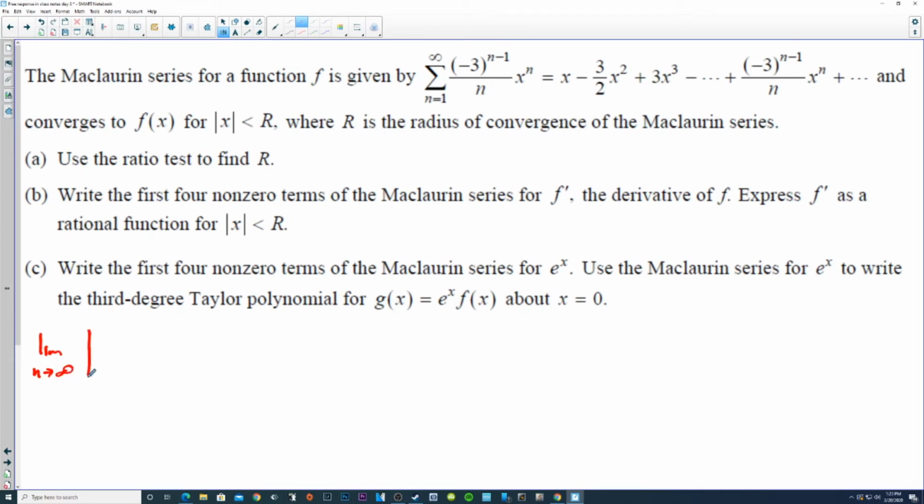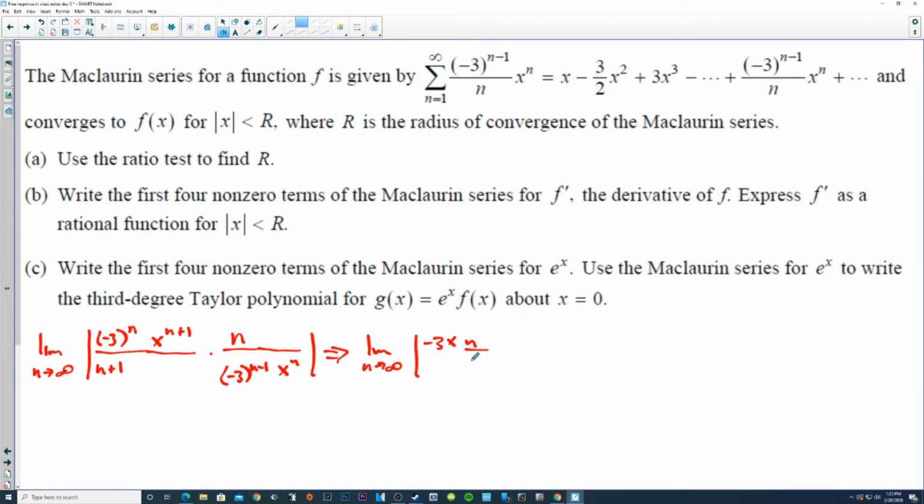as n approaches infinity of the absolute value of negative 3 to the n, because we're going to add 1 to this, and that'll just be n, over n plus 1, and then x to the n plus 1, times n over negative 3 to the n minus 1, and then x to the n down here. We have the limit as n approaches infinity of the absolute value of, there's going to be an extra negative 3 on top, extra negative 3 here, and an extra x, and then times n over n plus 1.